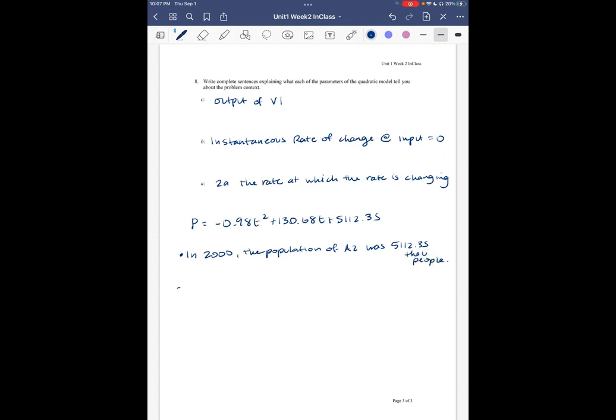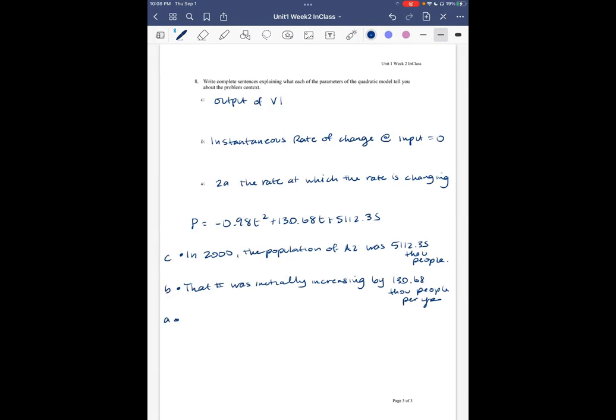So that tells me about this. But that population of 5,112,000 people, that number was initially increasing by 130.68 thousand people per year. So that's not the rate of change over the entire year 2000. That was just the rate of change right when we knew the population was 5112.35. So that's B. So here's C, here's B.